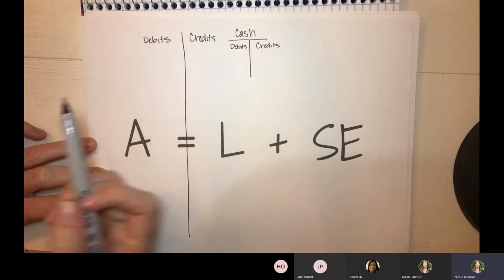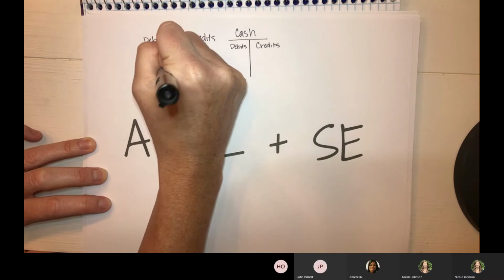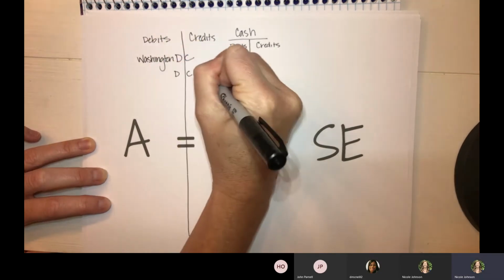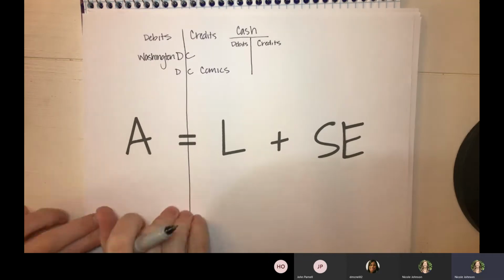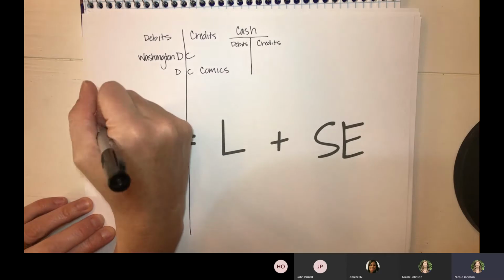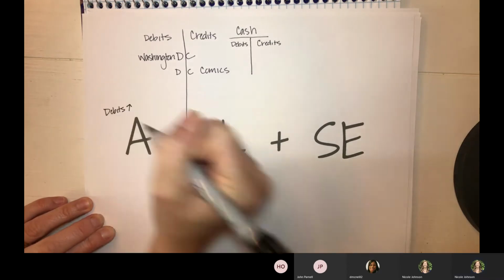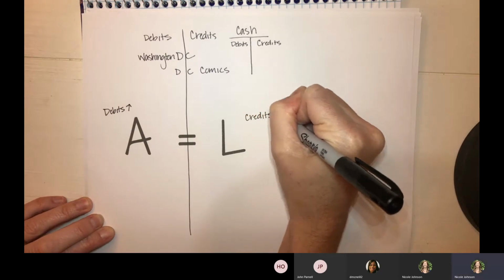Easy ways to remember this would be like Washington, D.C. Okay, or DC Comics, okay? Those tend to be the easy ways for you to be able to remember debits on the left, credits on the right, okay? So for the main accounting equation, debits are going to increase the items on the left-hand side. And credits are going to increase the items on the right-hand side.